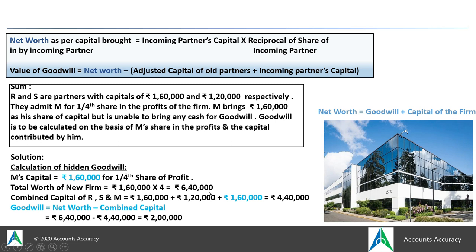As we get the total worth, we then need to deduct the total capital of the firm. That means 1,60,000 plus 1,20,000 plus 1,60,000. So the total of the three partners' capital is 4,40,000. When we deduct this 4,40,000 from the net worth, we will get the hidden goodwill of the entire firm, that is 2 lakh. So this 2 lakh is the hidden goodwill of the entire firm. After this, you will easily be able to calculate the goodwill of the new partner, that is 1/4 of 2 lakh. That is 2 lakh into 1/4, which comes to 50,000.